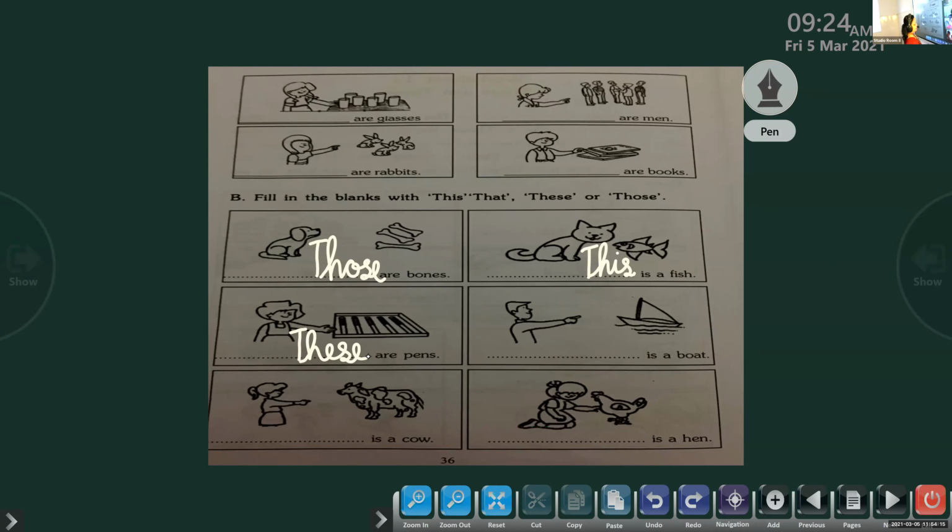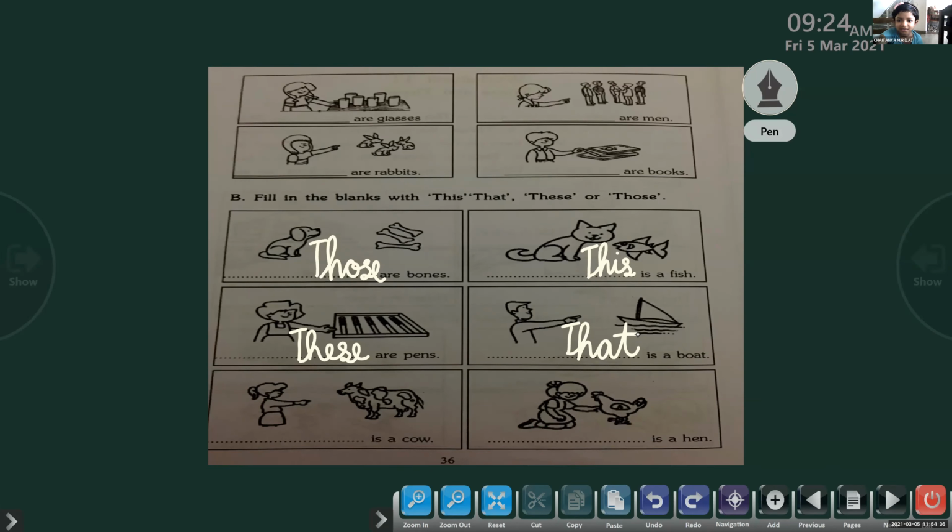Chaitanya, unmute. Try the next one. The man and the boat. That is a boat. Yes, that is a boat, because the boat is only one and it is far from the man. Good effort, my dear.